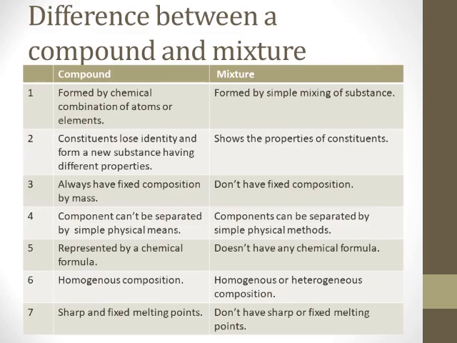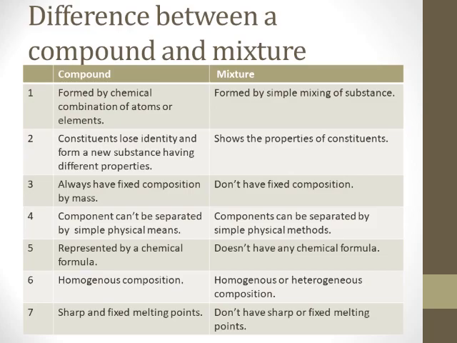The number 4 difference is, components of a compound cannot be separated by simple physical means. So they can't be separated by boiling or by vaporizing. There should be a chemical procedure to separate the components. And in a mixture, components can be separated by simple physical methods. For example, if you take milk, as you know, milk contains cream also, and at home you can extract cream from milk by simple physical means.